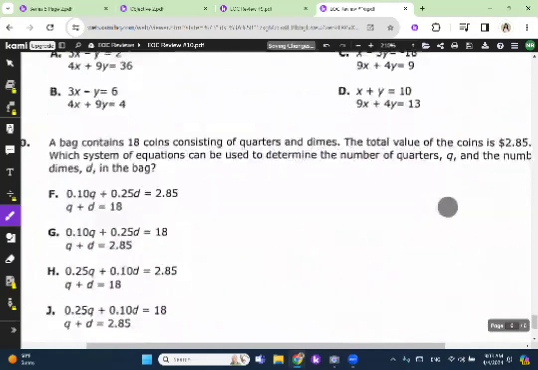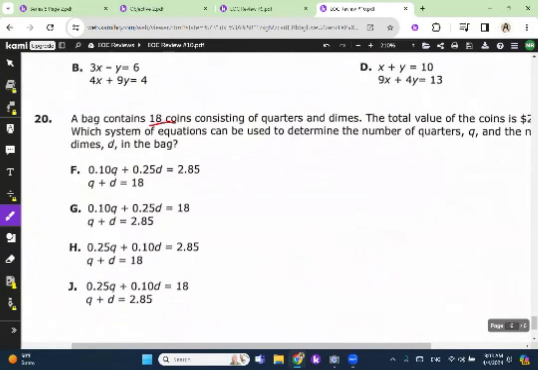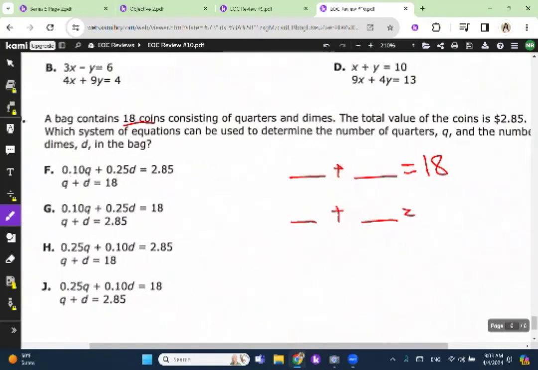Okay. Number 20. Is this the last one on the packet? Yeah. Cool. What are your two totals? 18 coins. 2.85. And they are worth what? 2.85. Now, what kind of coins are they? Quarters and dimes.